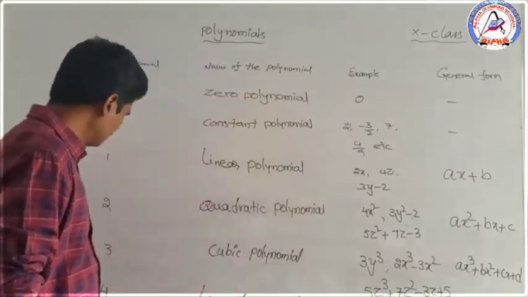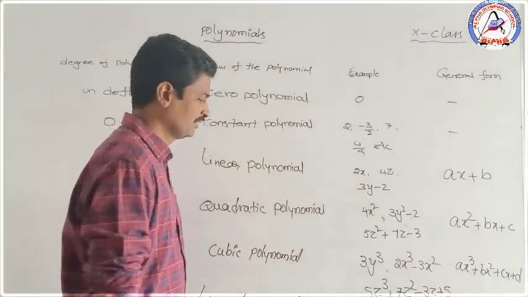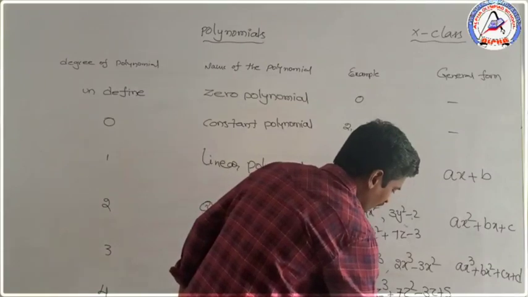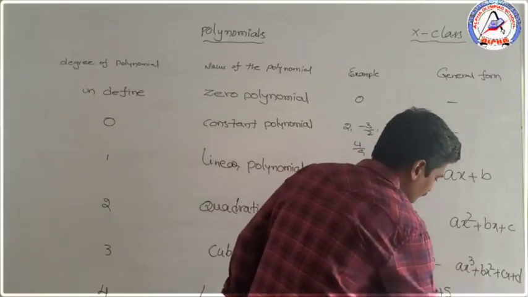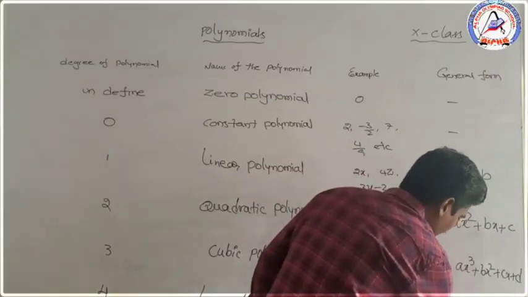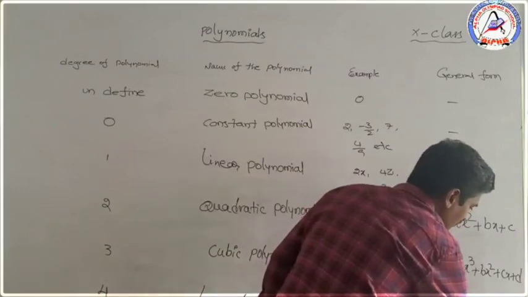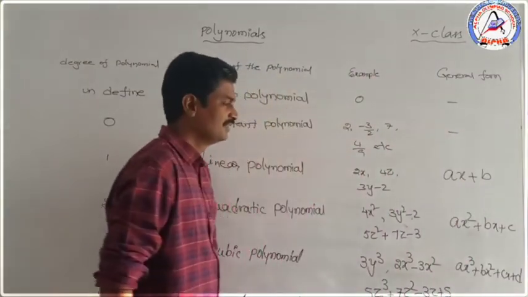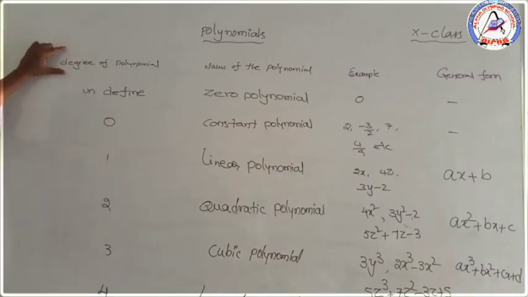If a polynomial's degree is 4, then the polynomial is called a biquadratic polynomial. Examples are 4x power 4, 5y power 4. The general form is ax power 4 plus bx cube plus cx square plus dx plus e. These are the polynomials according to degree.